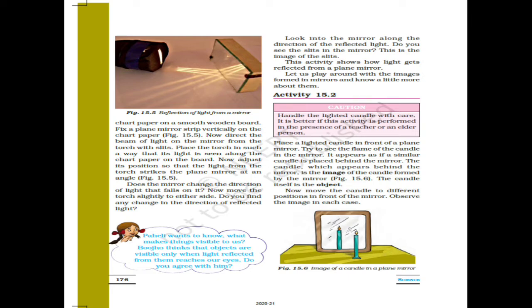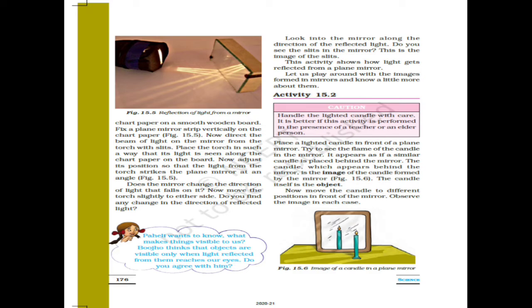Now let's see ahead. Activity 15.2. Place a lighted candle in front of a plane mirror. Try to see the flame of the candle in the mirror. It appears as if a similar candle is placed behind the mirror. The candle which appears behind the mirror is the image of the candle formed by the mirror, shown in 15.6. The candle itself is the object.